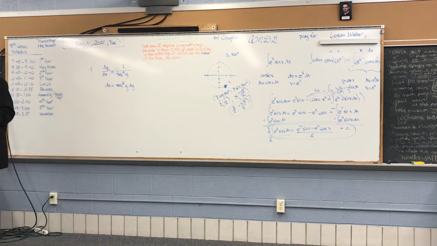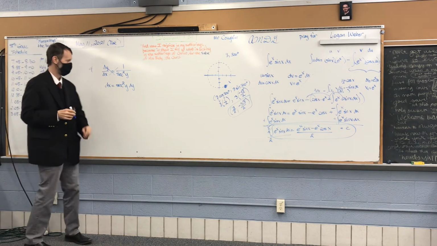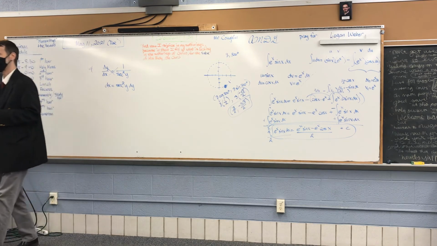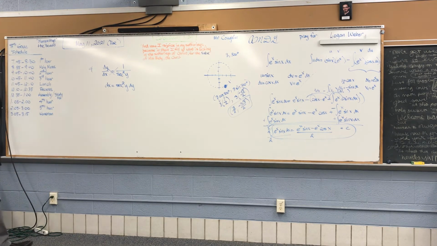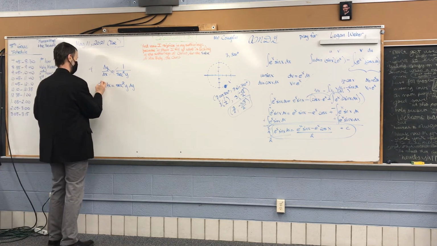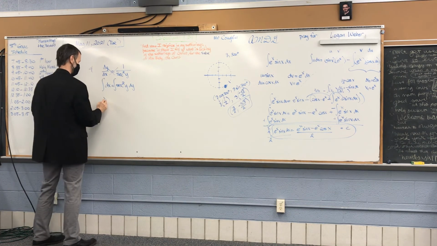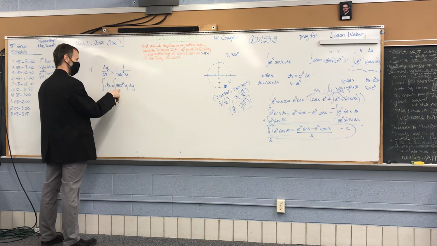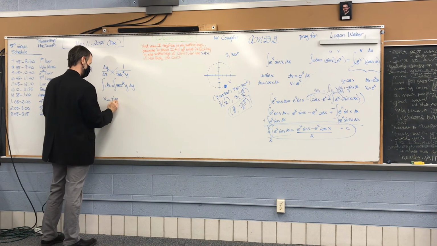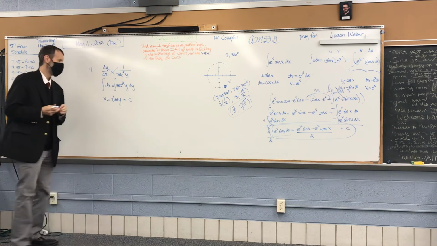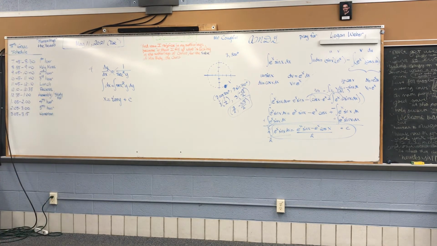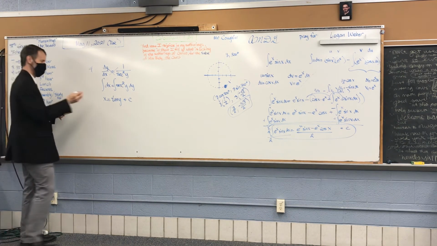Now what? How do you get rid of the dx and dy? Antiderivative, correct. Take the integral. What do you get? x equals tangent of y plus c. Now, you do need to get y by itself. That's the catch.